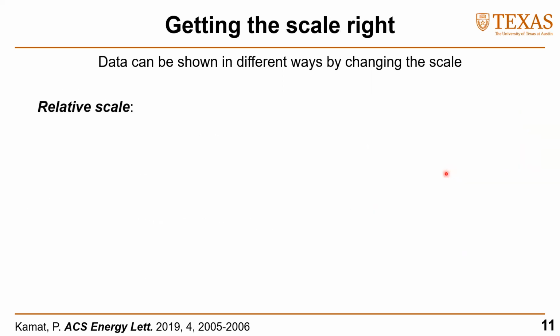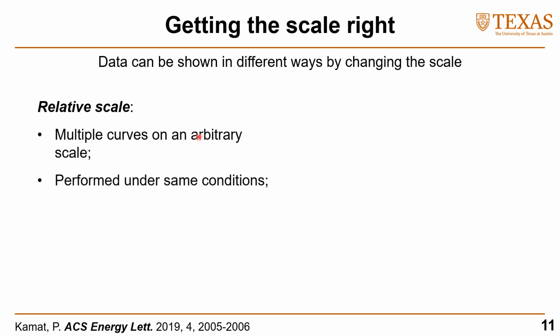We can also show the scales as a relative scale. Typically we use this when we have multiple curves using an arbitrary scale. So we don't care about the intensity, but all these curves were performed under the same conditions. So we want to show some change relative to a certain curve, maybe the initial one, maybe the control sample, something like that. So we typically use one curve as the standard, as the comparison curve, okay?